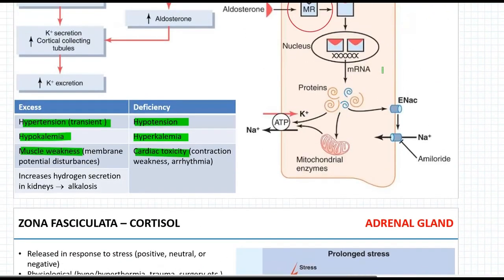Yeah. So, next time, we're going to continue with the cortisol. Again, depends on how much time the exam takes.